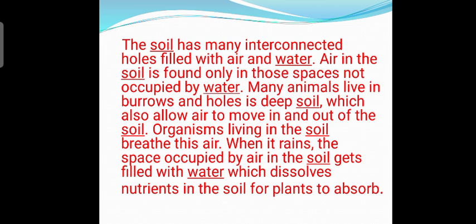Organisms living in the soil breathe this air. When it rains, the space occupied by air in the soil gets filled with water, which dissolves nutrients in the soil for plants to absorb. Students, you might have observed in rainy season that earthworms come out of the soil. So this is the only reason. When rainfall takes place, the water goes inside the soil, and as water goes inside the soil, air escapes from there, and therefore these worms and creatures come out of the soil as they are not getting oxygen or air for breathing.